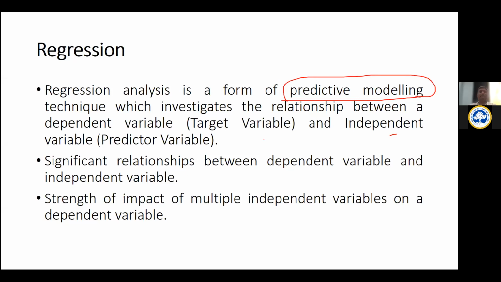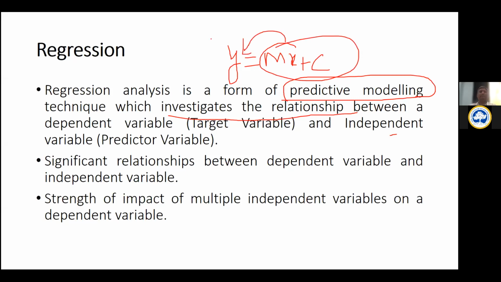This predictive modeling will investigate the relationship between two kinds of variables. As I already told you, y is equal to mx plus c. It talks about the relationship between the variables on this side and this side. This variable is called the target variable. These variables are called independent variables or predictor variables. There is a significant relationship between the predictor variable and the target variable.